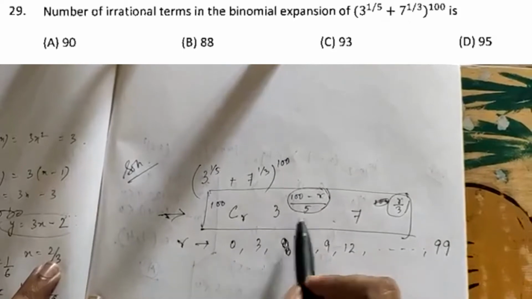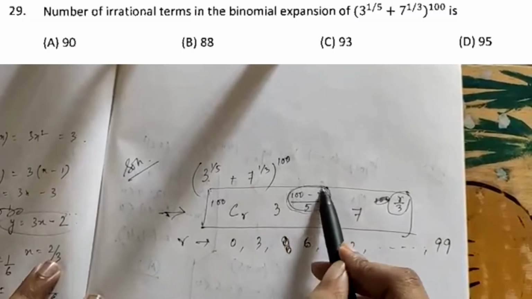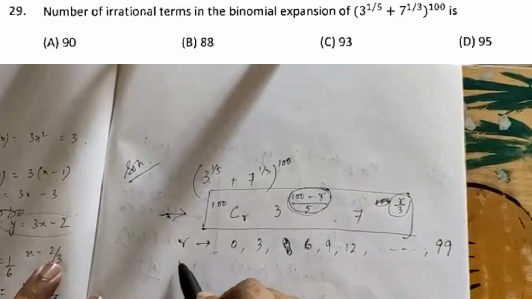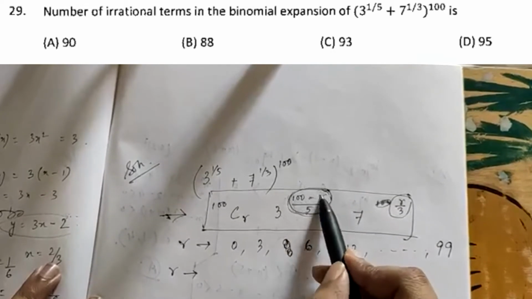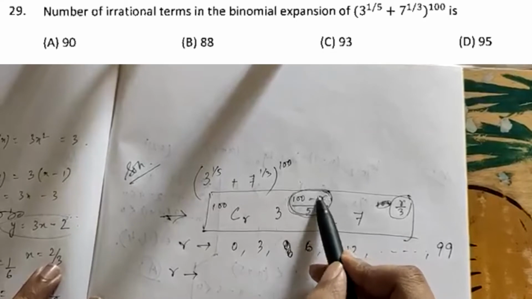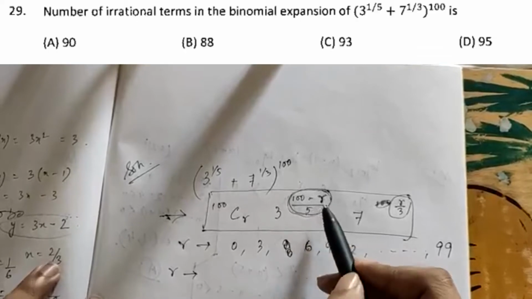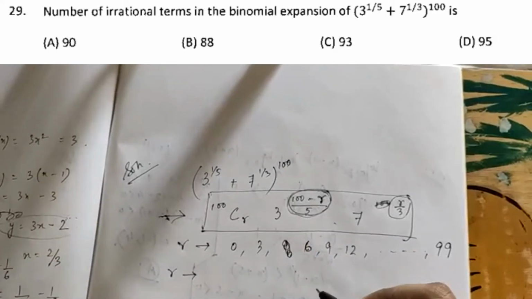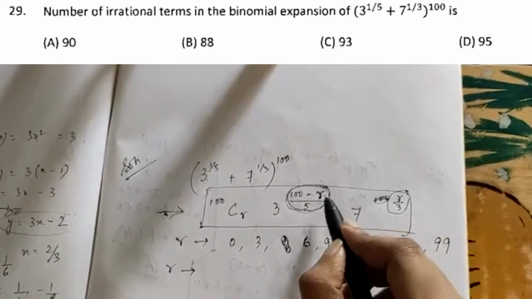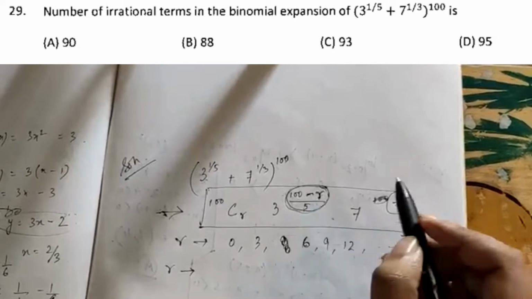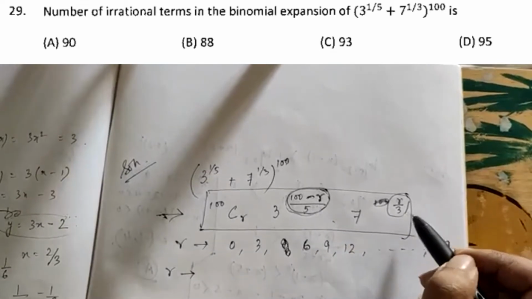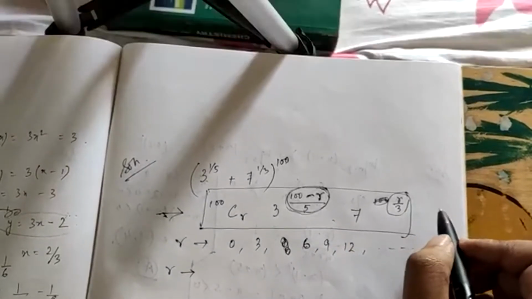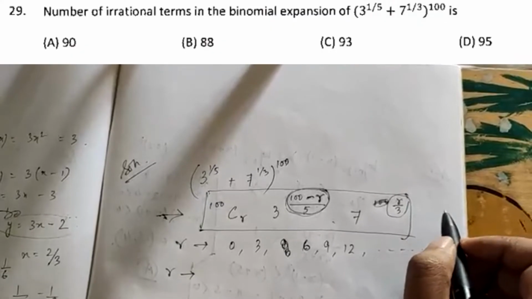Okay, and for this (100 minus r) by 5, in this case also, to make this an integral value, this 100 minus r value has to be divisible by 5. So what we can see is that the value of r has to be divisible by 5 as well as by 3, so therefore it will have to be a value that is divisible by 15.